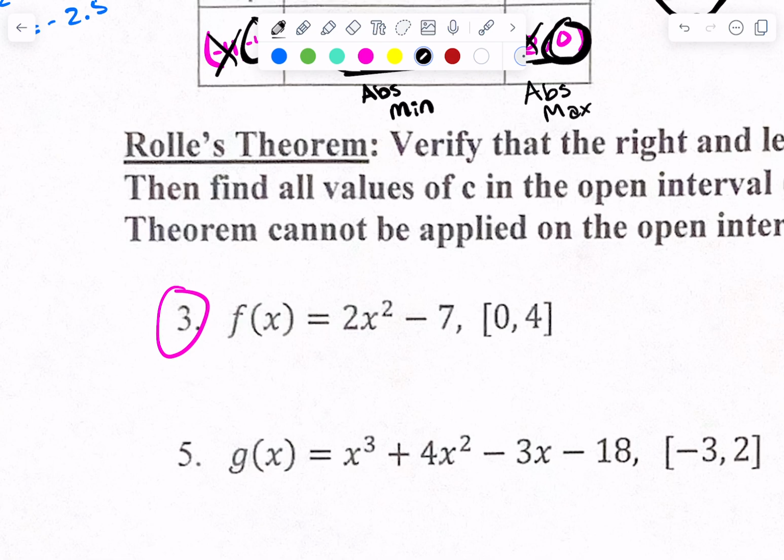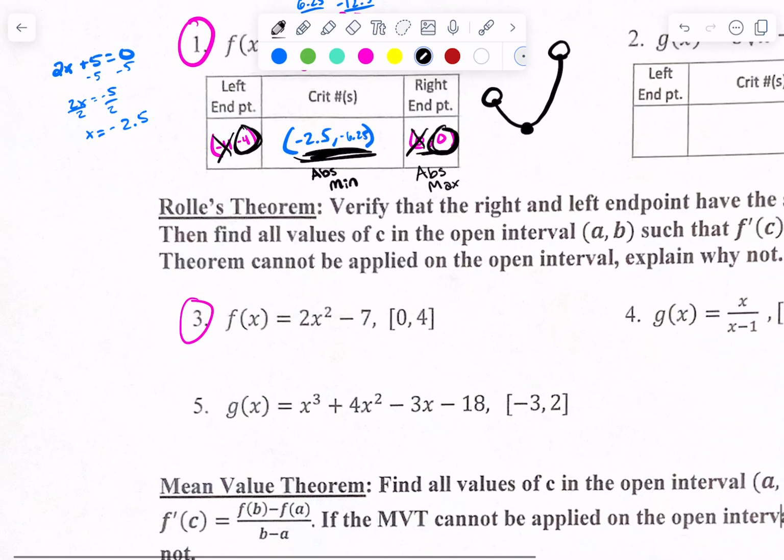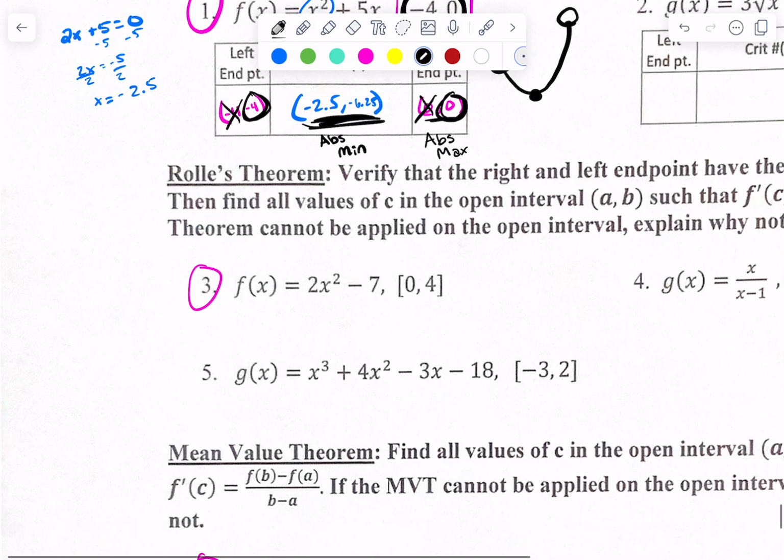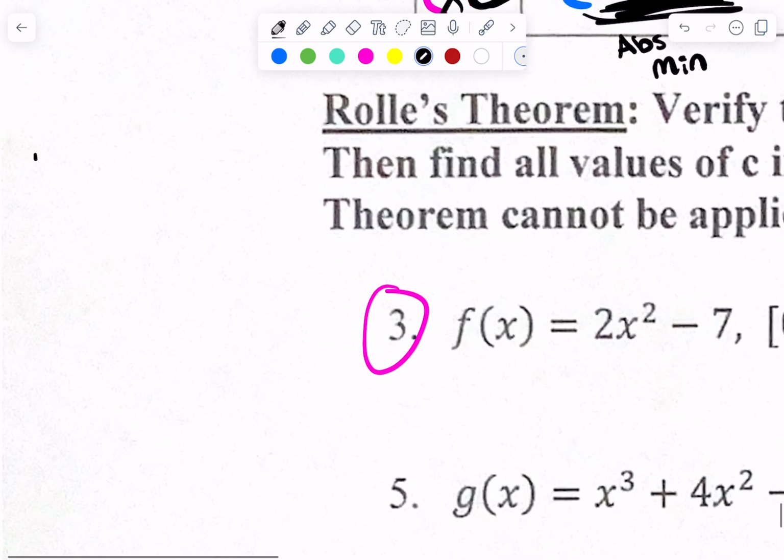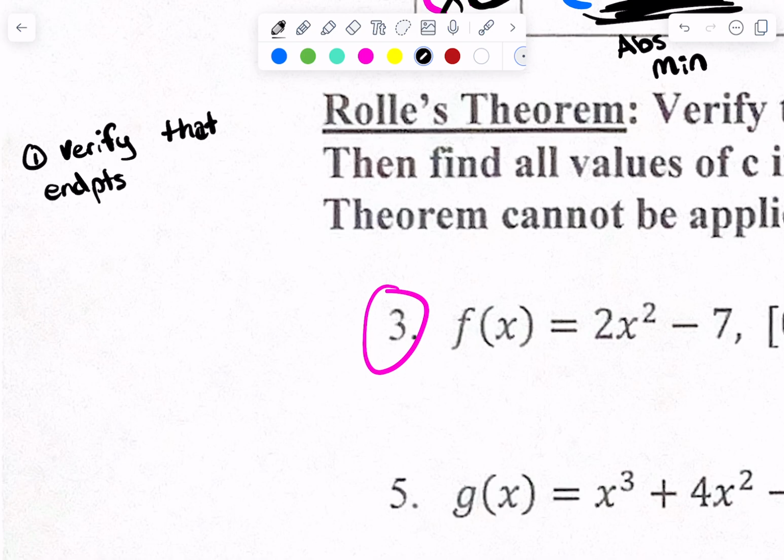All right, are we ready for 3? Three is Rolle's theorem. Okay, here's the check for Rolle's theorem. Number 1, verify that your endpoints have the same y coordinate.